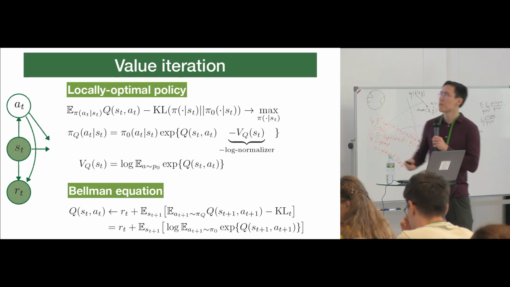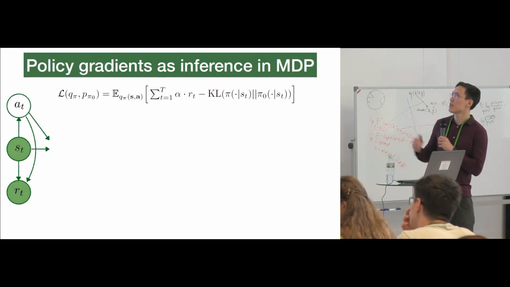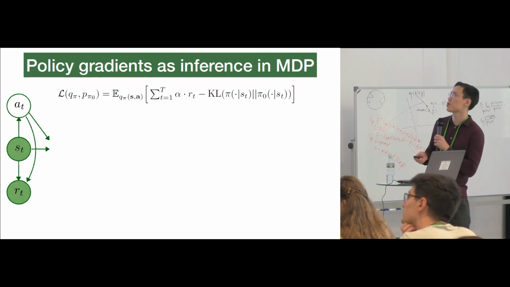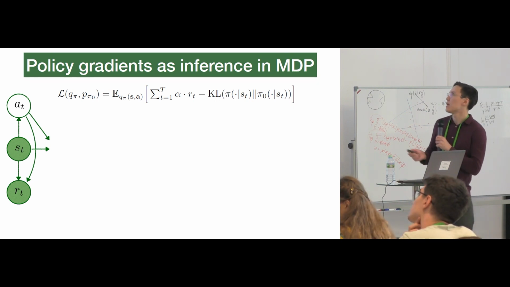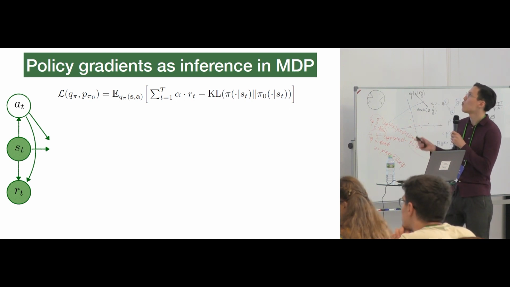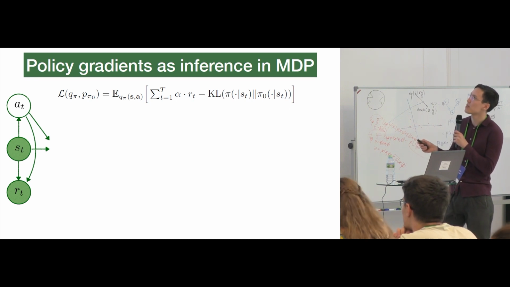So now we will proceed to another way of solving MDPs, using stochastic gradient optimization methods. And if we go back and look at our variational overbound, we can remember that it has this form, the weighted sum of the rewards minus KL.